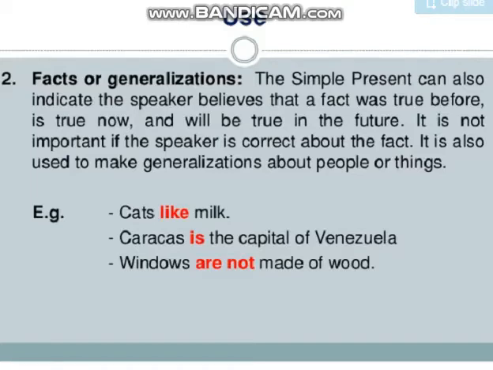Examples you can see: cats like milk. So here, everywhere in the world, it is acceptable that cats like milk. Caracas is the capital of Venezuela. So here it is also acceptable because it is the capital of that country. Windows are not made of wood. So here it is a generalization that mostly windows are not made of wood. So all these are examples of simple present tense.